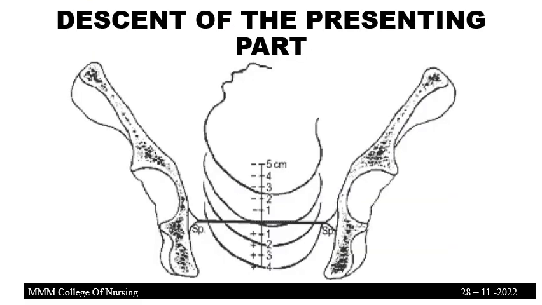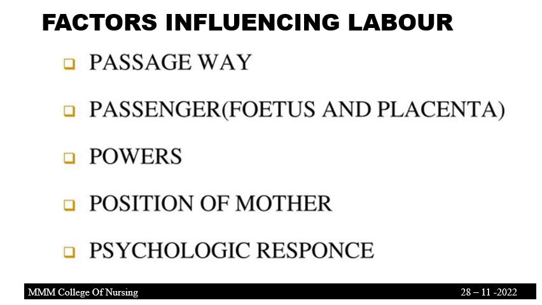Next is the descent of the presenting part. As you see, a line is drawn between the two ischial spines. From there we calculate the presenting part, whether it is above the ischial spine or below the ischial spine. If it is above the ischial spine, it may be from -1 to -5. If it is below the ischial spine, it can be from +1 to +4. If it is +4 and 5, it is almost out of the perineum. So that is about the mechanical factors which are contributing to the labor.